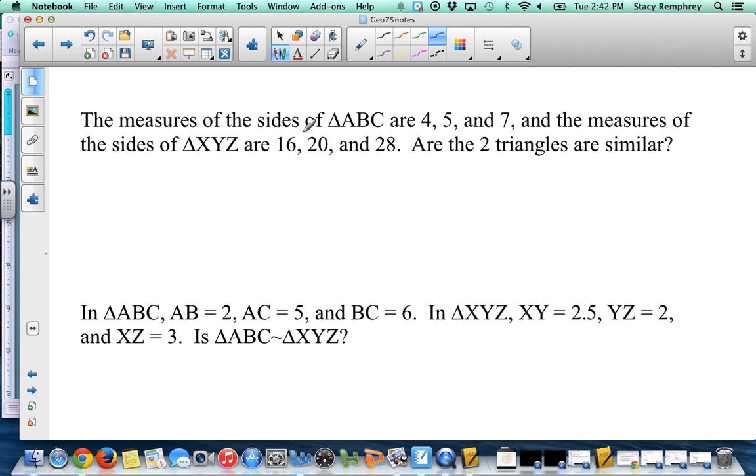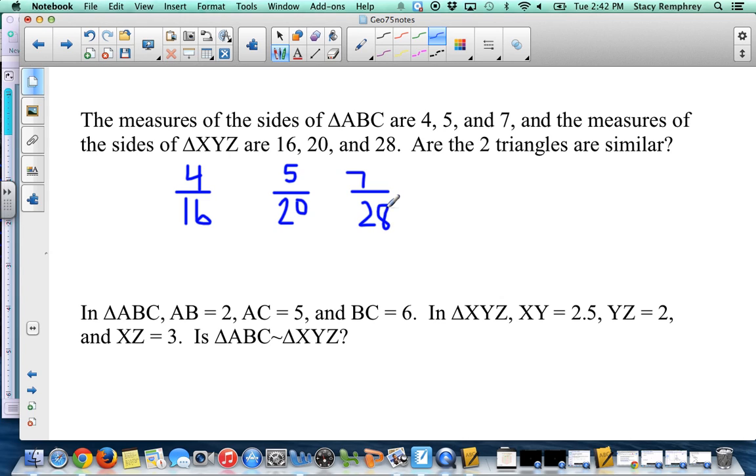So here, the measures of the sides of triangle ABC are 4, 5, and 7, and the measures of the sides of triangle XYZ are 16, 20, and 28. Are the two triangles similar? So we're going to look at SSS similarity. If you're not sure what matches up, use logic. You want to do the smallest to the smallest, if you're not really told. So here I'm not told, so I'm going to assume the smallest with the smallest, the medium to the medium, and the largest side from one with the largest side of the other.